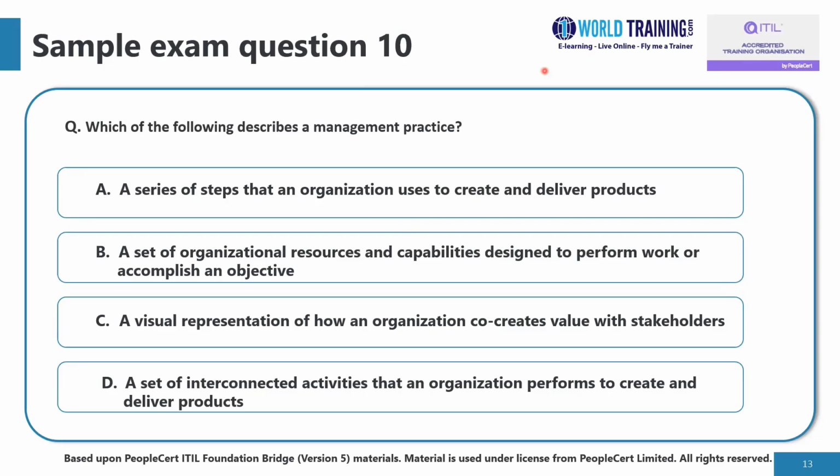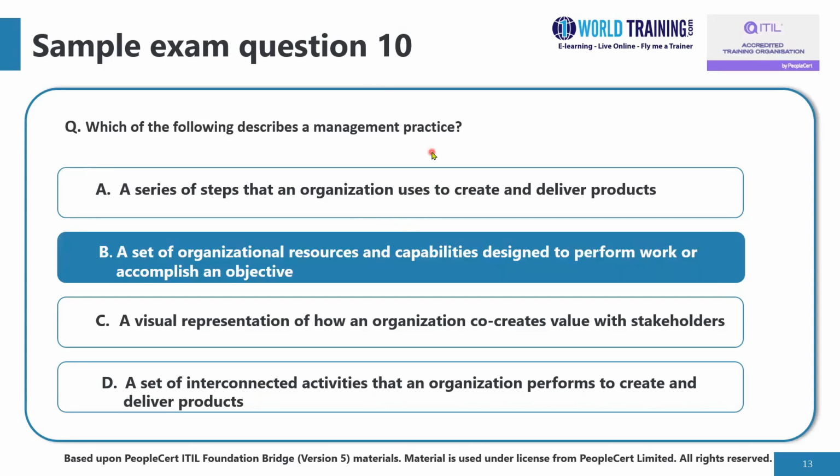Choice D, this is the value chain definition, a set of interconnected activities that an organization performs to create and deliver valuable products or services to its consumers and to facilitate value realization. And in fact, the value chain is one of the critical elements of the operating model. Therefore, choice B would be correct.